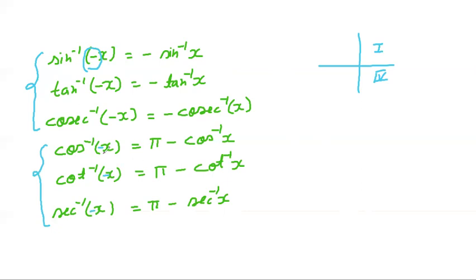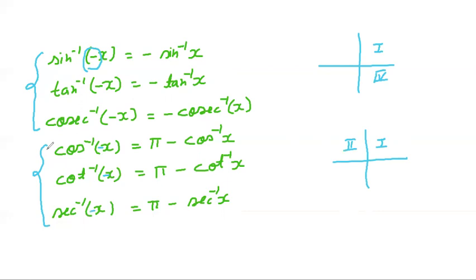So cos inverse minus x will be equal to pi minus cos inverse x. Cot inverse minus x will be pi minus cot inverse x. Sec inverse minus x is equal to pi minus sec inverse x. And this function must lie in the first and second quadrant.